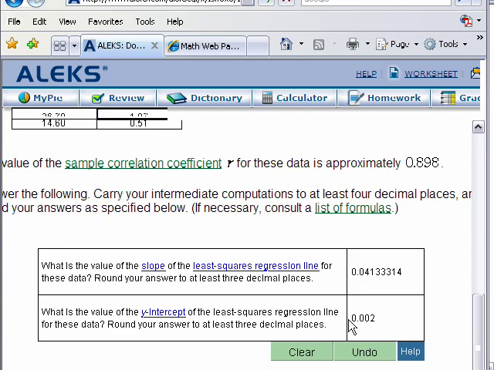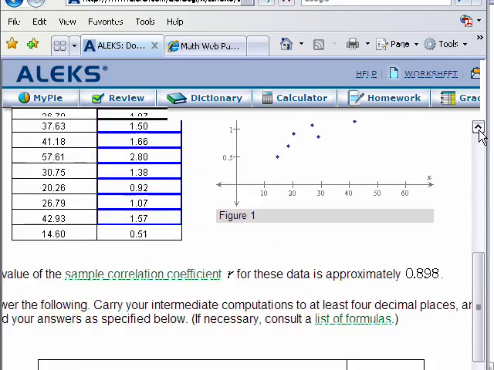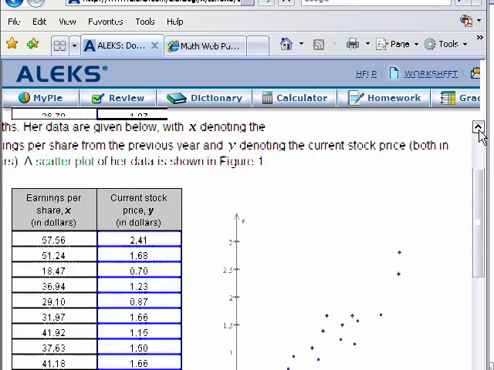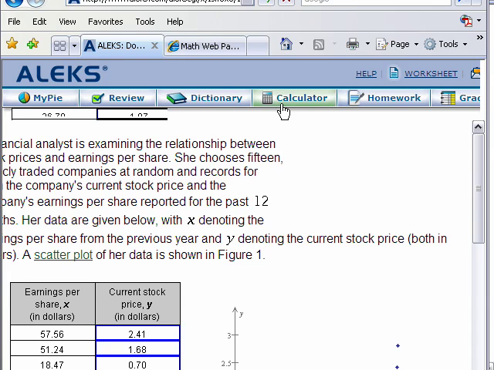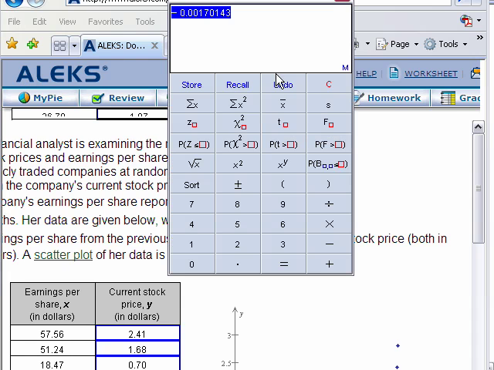Didn't I say negative? Let me grab that calculator. I thought it was a negative value. Did I lose the calculator? Oh, here it is. Yeah, it was negative.